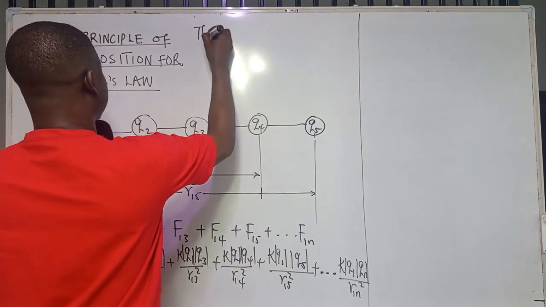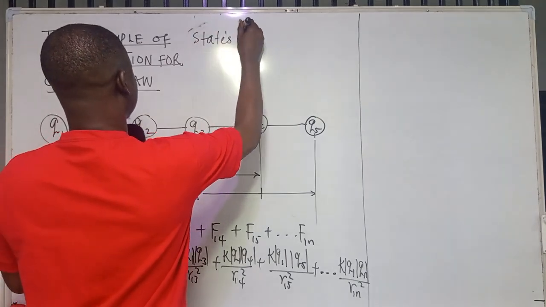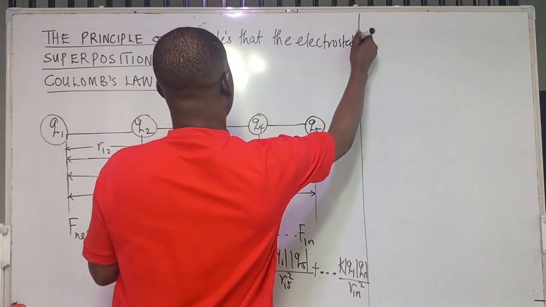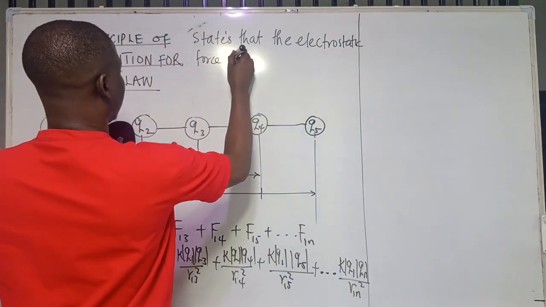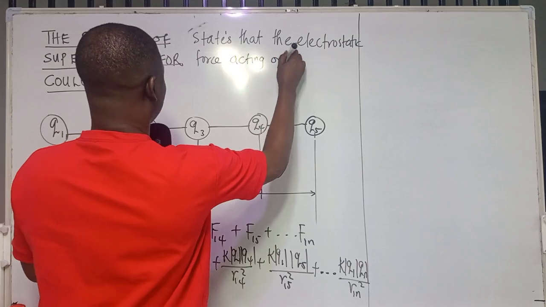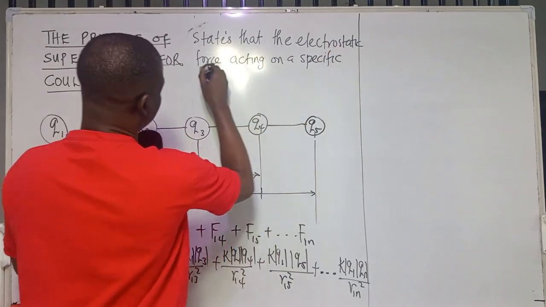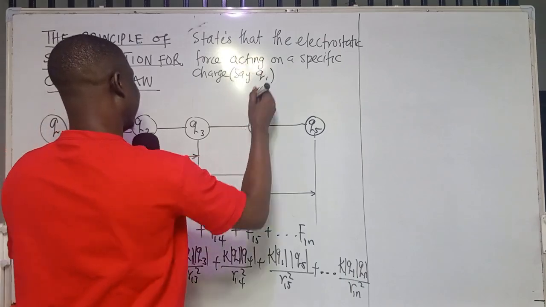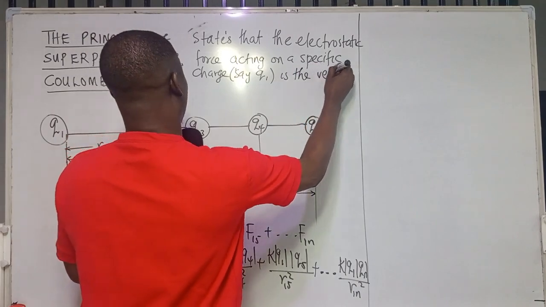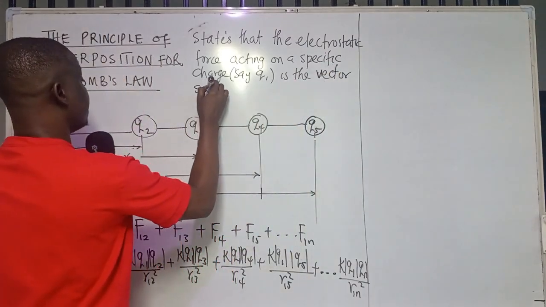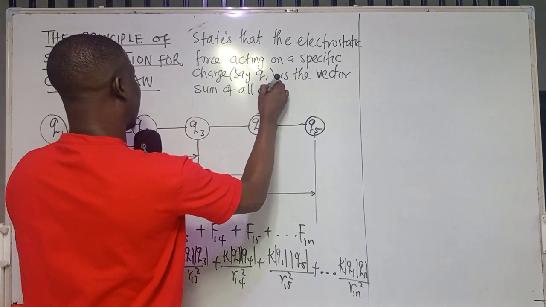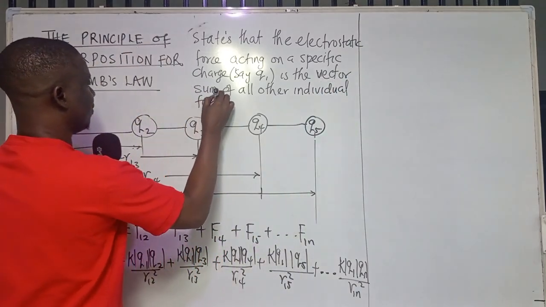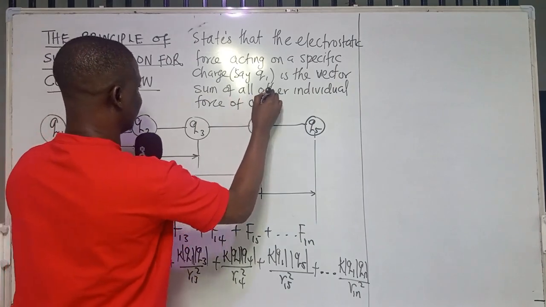the principle states that the electrostatic force acting on a specific charge, say Q1 in this case, is the vector sum of all other individual forces of other charges.